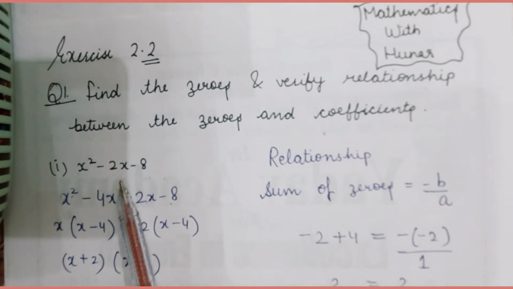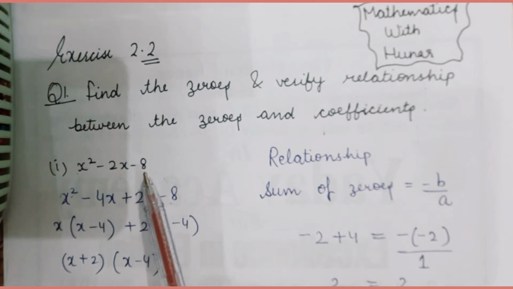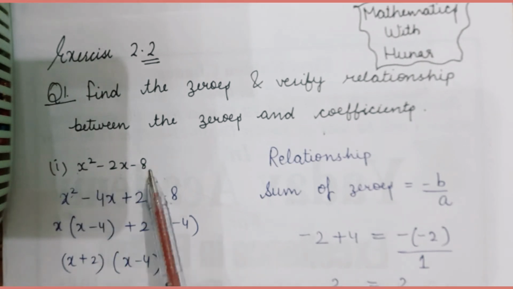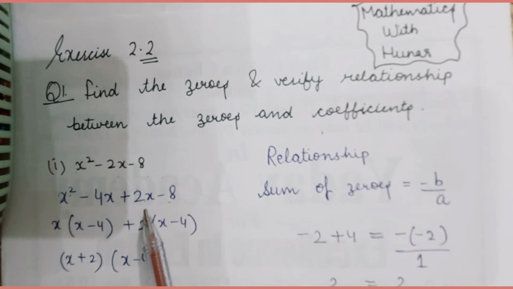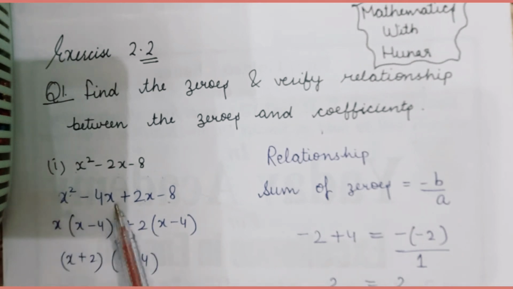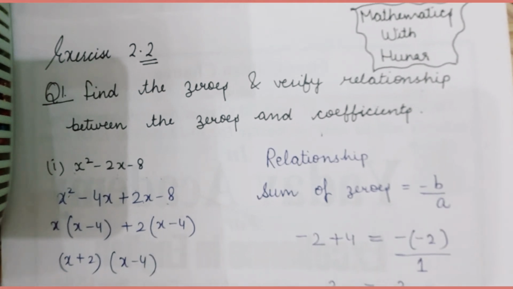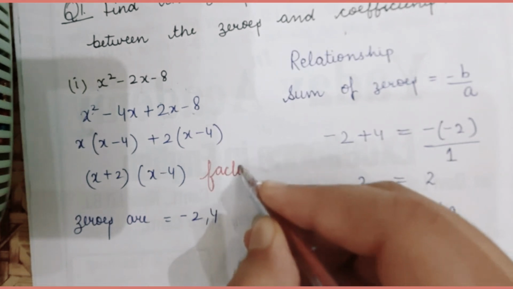You have to split it so that the sum will be minus 2x and the product will be minus 8x square. It means the product of the first and third terms, and the sum is the second term. So it will be minus 4x plus 2x. From x square minus 4x we will take x common, then x minus 4. From the other part we will take 2 common, x minus 4. These will be our two factors.